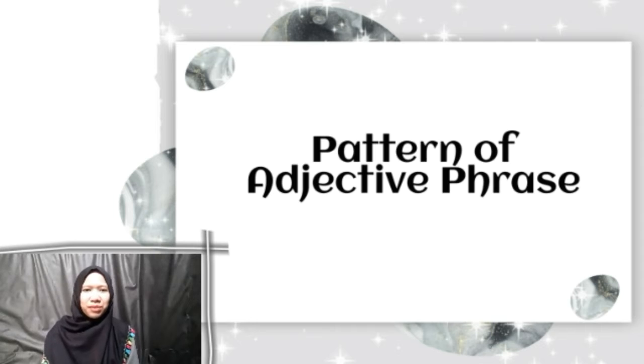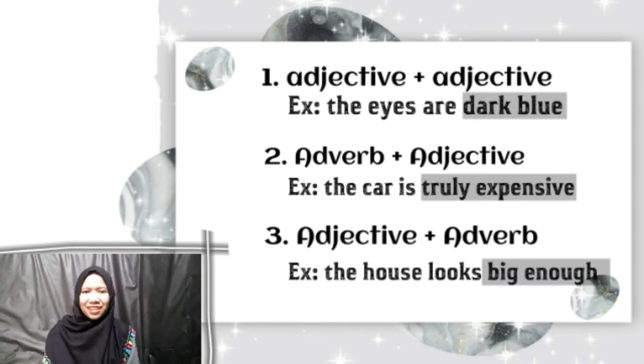Adjective phrase can be formed by the following patterns. Number 1, adjective plus adjective. Example, the eyes are dark blue. In the sentence, the adjective phrase is dark blue. Dark as the modifier and blue as the head. Number 2, adverb plus adjective. Example, the car is truly expensive. In this sentence, the adjective phrase is truly expensive. Truly as the modifier, expensive as the head.